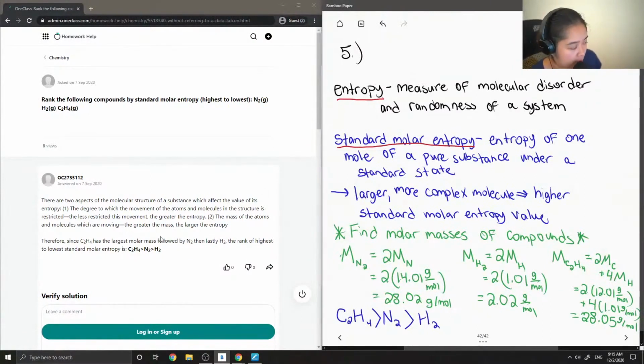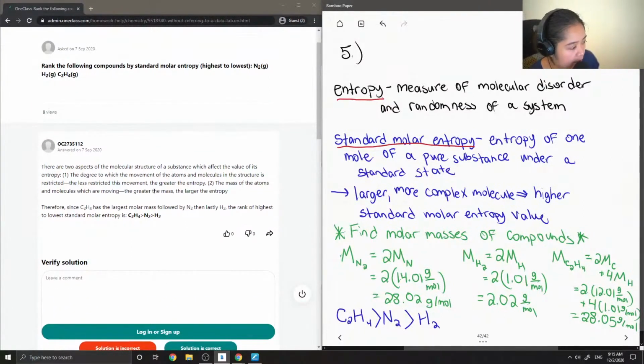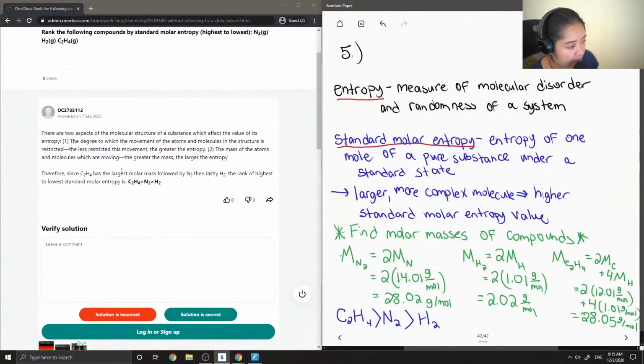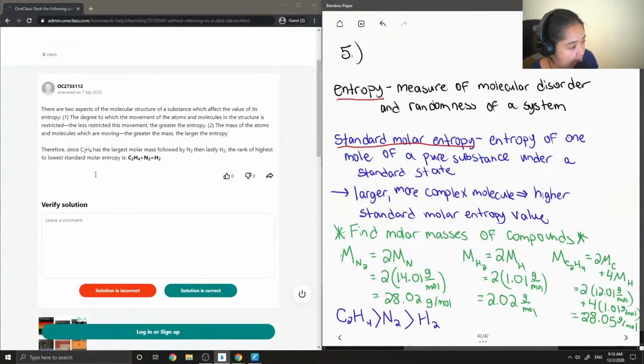Okay, so let's see what the junior tutor said. There are two aspects of the molecular structure of a substance which affects the value of its entropy. One, the degree to which the movement of the atoms and molecules in the structure is restricted. The less restricted the movement, the greater the entropy. Two, the mass of the atoms and molecules which are moving. The greater the mass, the larger the entropy.